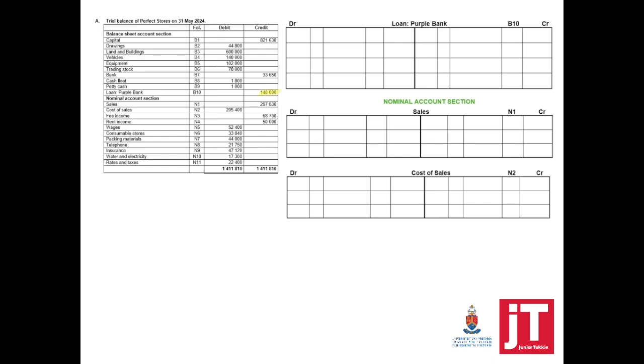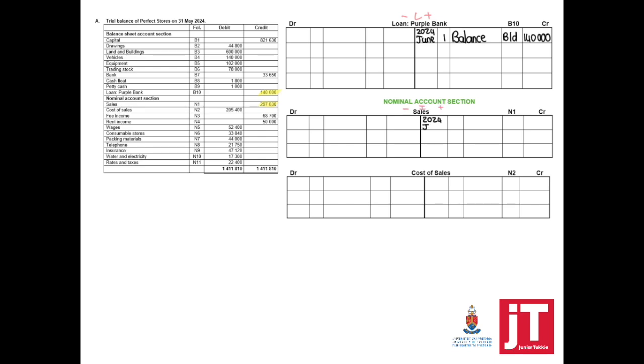Loan, Purple Bank. This is regarded as a liability, which means that the balance brought down is on the credit side. So ask yourself the question, when will this debt increase? This will happen when the business takes on more debt, increases their loan. When will it decrease? When a payment is made. So when the business receives money, it will reflect in your cash receipts journal. When a payment is made, it will reflect in your cash payment journal. So always check both journals.